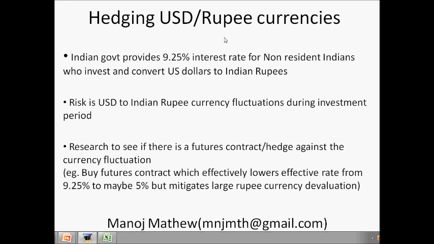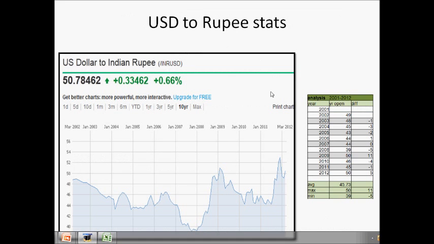So the goal here is to figure out if there's any futures product that you can purchase to hedge the risk of the currency fluctuating. The symbol INRUSD actually tracks the US dollar to Indian rupee, and you can see in this graph, March 2002 to March 2012, $1 was equal to about 49 rupees in March 2002, and it went all the way down in January 2008 to $1 to 40 rupees or less. And back in March of 2012, $1 brought about 52 rupees.